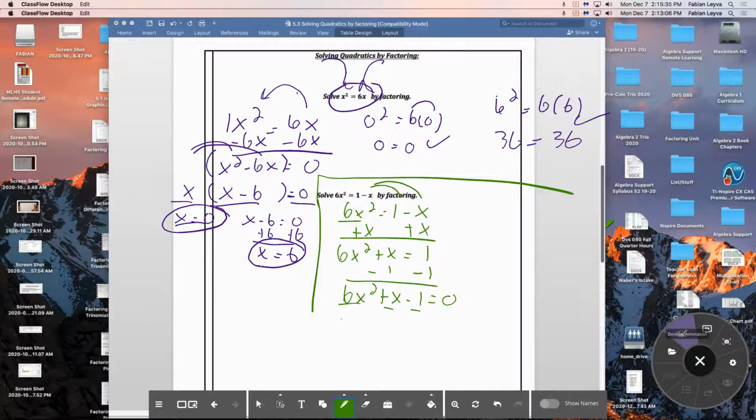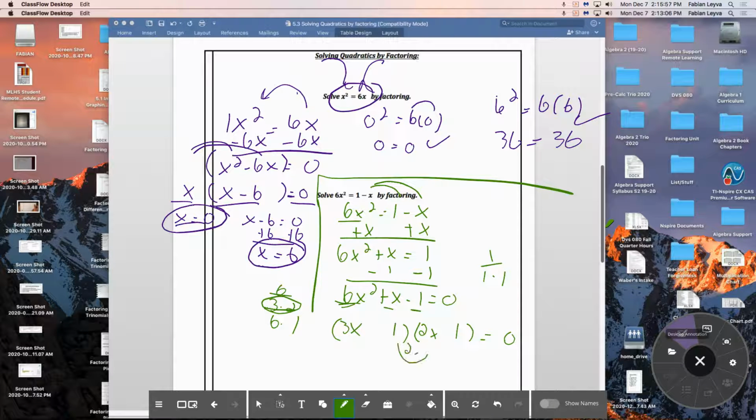Now there's no greatest common factor, but this is a trinomial, so I'm going to set my two binomials up. What are things that multiply to 6? I think it would be 3 and 2, and 6 and 1. What are things that multiply to 1? It's just 1 and 1. So let's try to figure out which one of these work. I'm going to start with the numbers that are closer together, because for some reason it always seems to work. Let's do the 3 and 2.